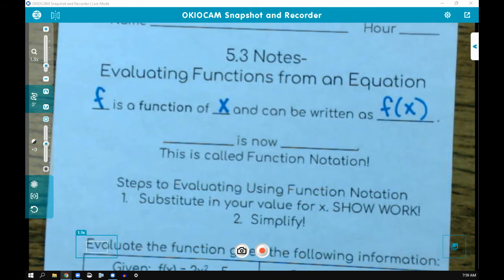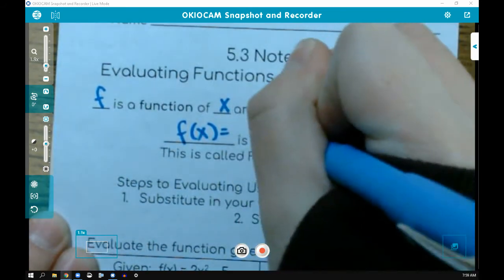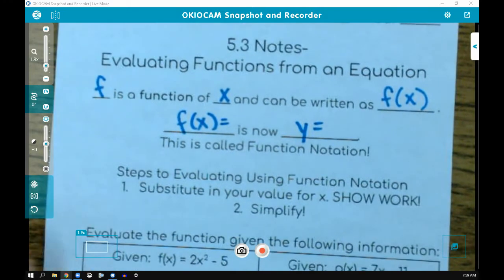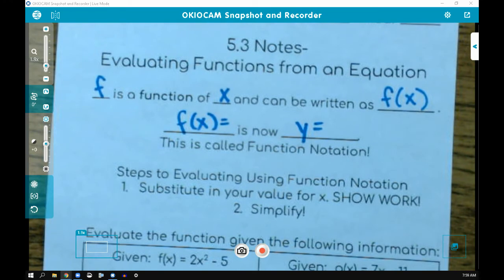From here on out, we are able to use f of x equals interchangeably with y equals. Now, we used to have a lot of y equals equations. From here on out, we're going to have quite a few f of x equals equations. Okay, that is called function notation.